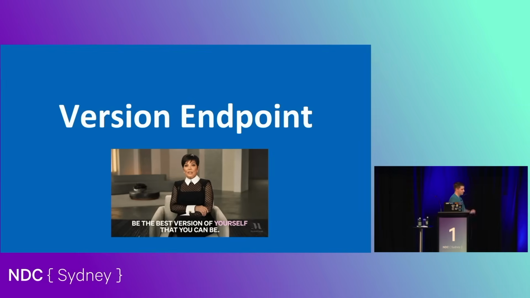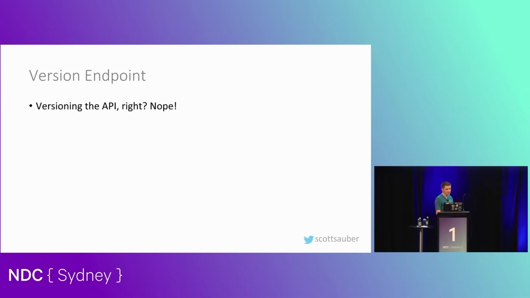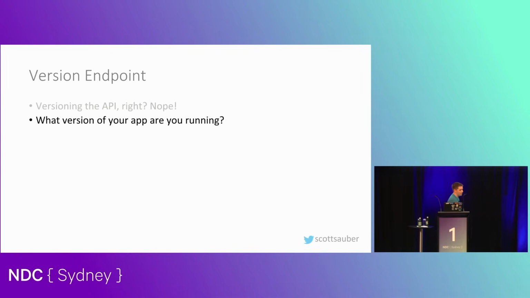All right, let's talk about creating a version endpoint. So what is a version endpoint? You might think to yourself, oh, is this just like versioning an API, like putting v1 or v2 in the URL? And nope, that's not what I'm talking about when I say a version endpoint. What I'm talking about is what version of your app are you running?